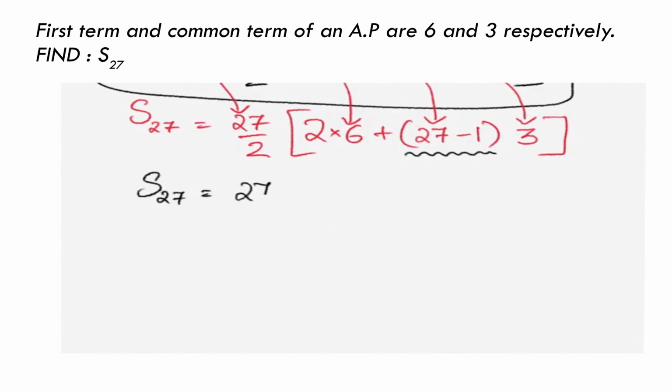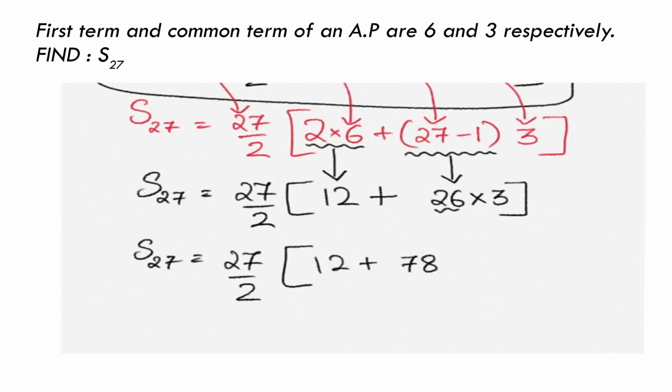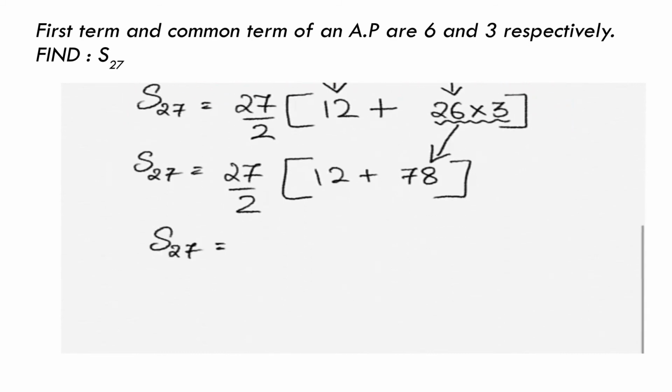So what is the next step? S27 is equal to 27 upon 2 into square bracket 6 into 2 is 12, plus 27 minus 1. So we are doing that. That is 26 into 3. So next, S27 is equal to 27 upon 2 into bracket 12 plus 78. How is it 78? 26 into 3, the multiplication answer is 78. So next is S27 is equal to 27 upon 2 into 12 plus 78.